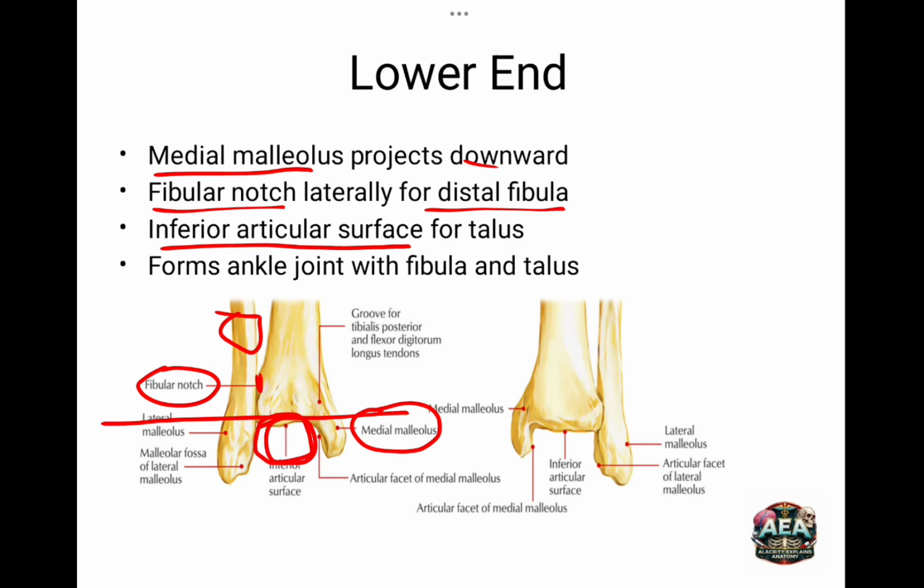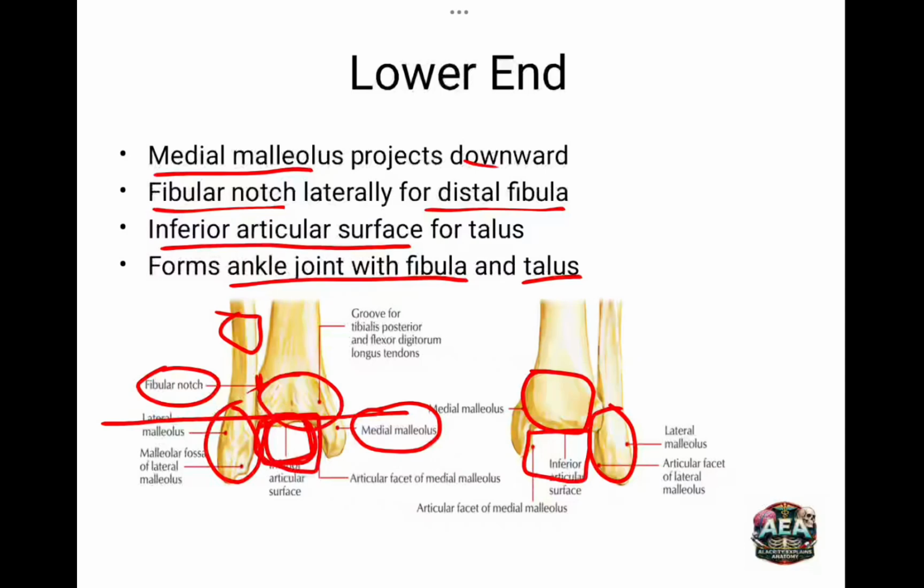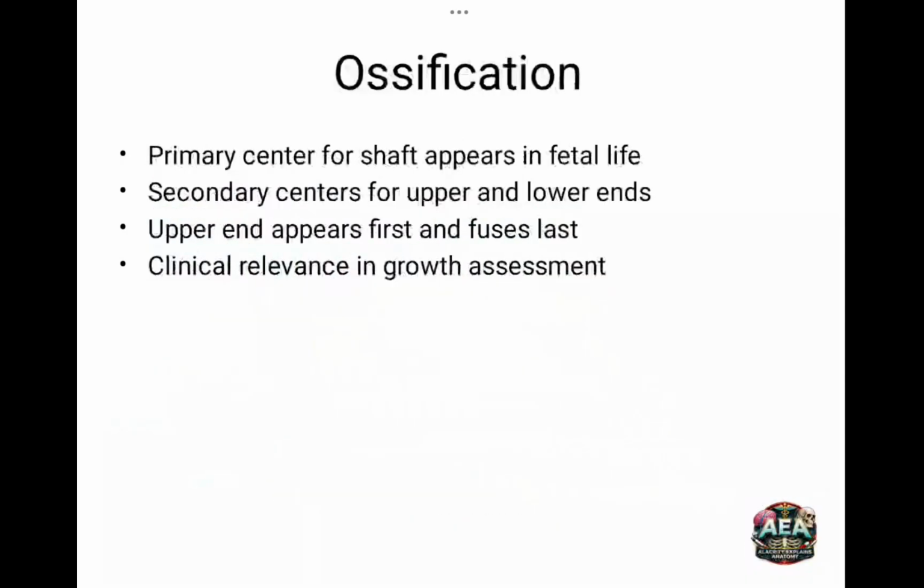This is an inferior articular surface that is for attachment of the talus. It forms the ankle joint with the fibula and talus. Now when you have your talus here, you have your fibula here, and you have your tibia here, together you form the ankle joint. The lower end of the tibia, the lower end of the fibula, and the talus together form what? The ankle joint.